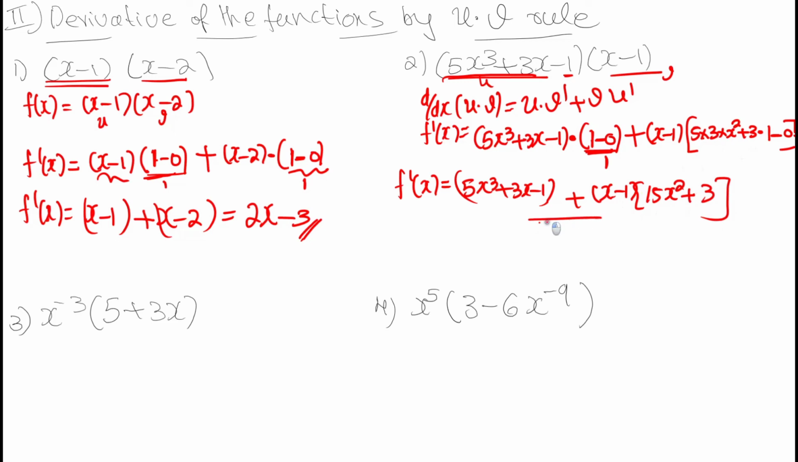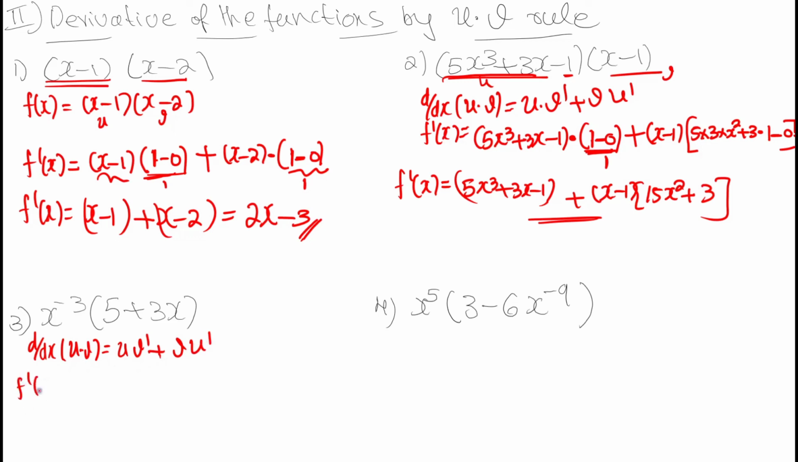Okay, this will be the derivative. Next question: x to the power minus 3 into (5 plus 3x) is there. d by dx of uv, the product rule, we can see, right? u into v dash plus v into u dash.